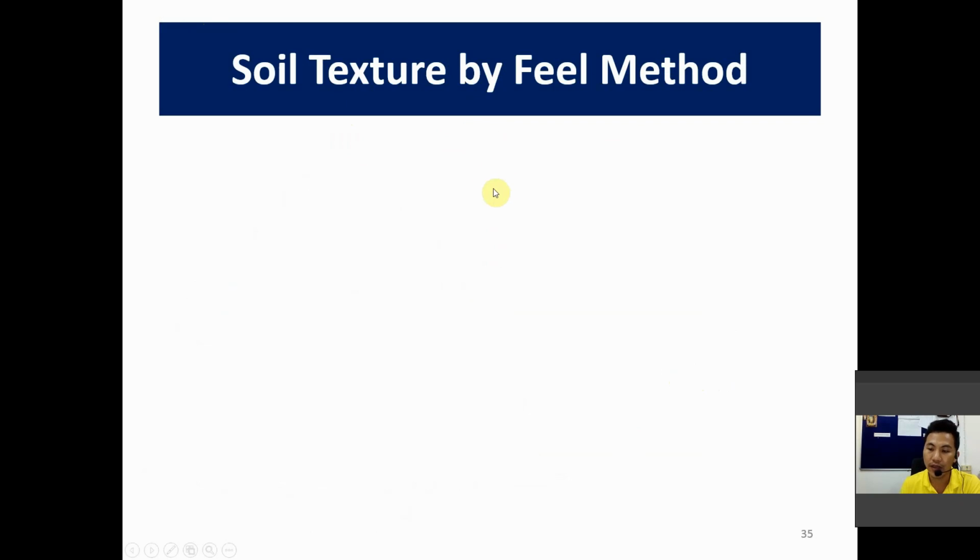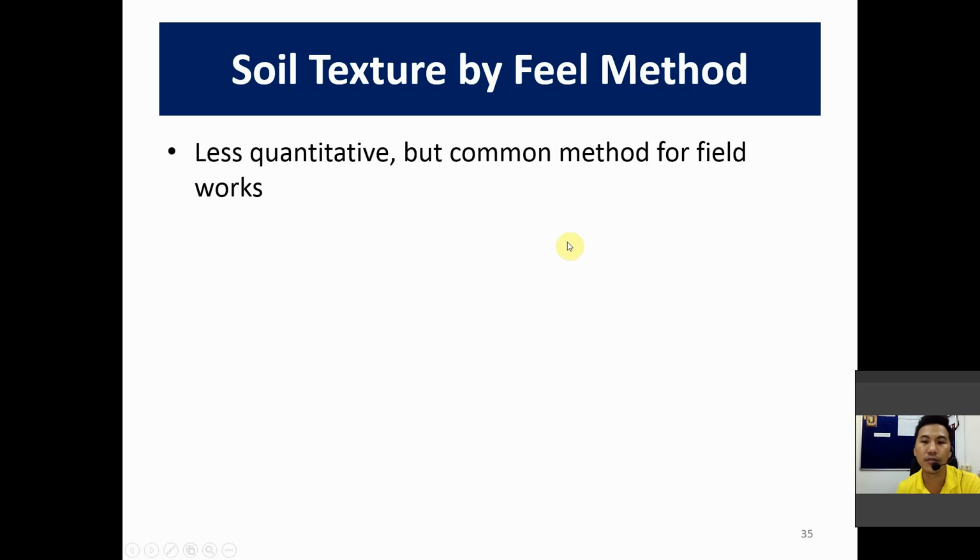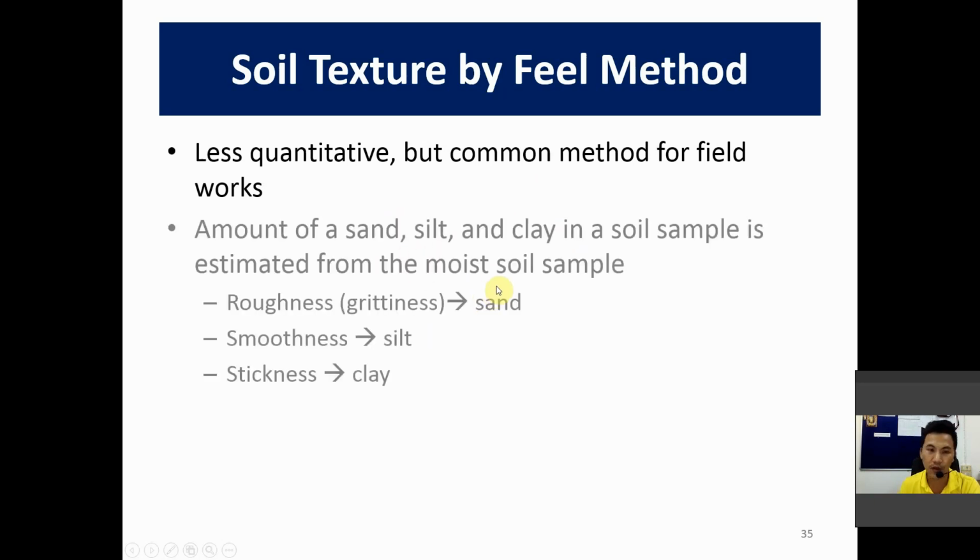In the field, we also have a method to check the soil texture, because previously you had to do an experiment, like a sedimentation experiment, to separate the soil particle fractions, but in the field you can also use this method. And this is of course less quantitative, but it's really easy and pretty common for field work.